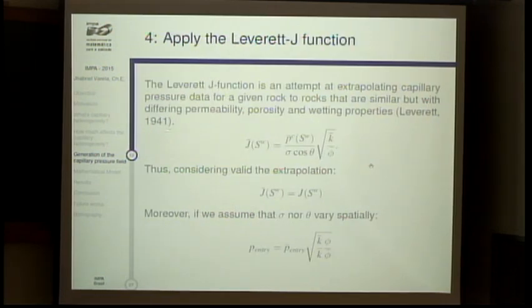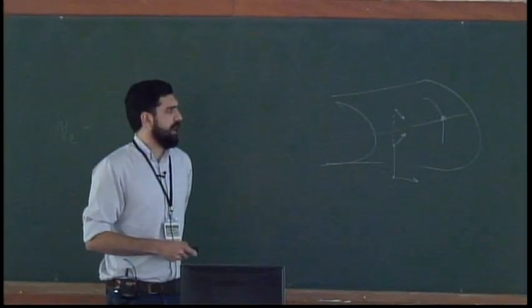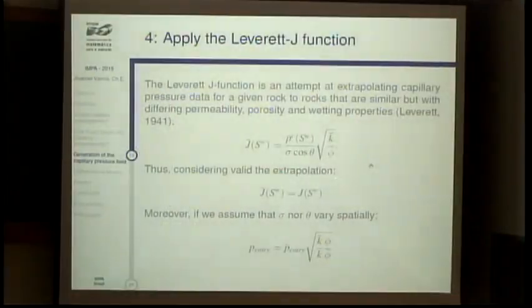The fourth step is to apply the Leverett function. So what's the Leverett function? The Leverett function was a sort of attempt to extrapolate capillary pressure data for a given rock to rocks that are somehow similar, but with different physical parameters such as permeability, porosity, and wetting properties. Surface tension, contact angle, and so on. So this is a very old function. Leverett proposed it in 1941.